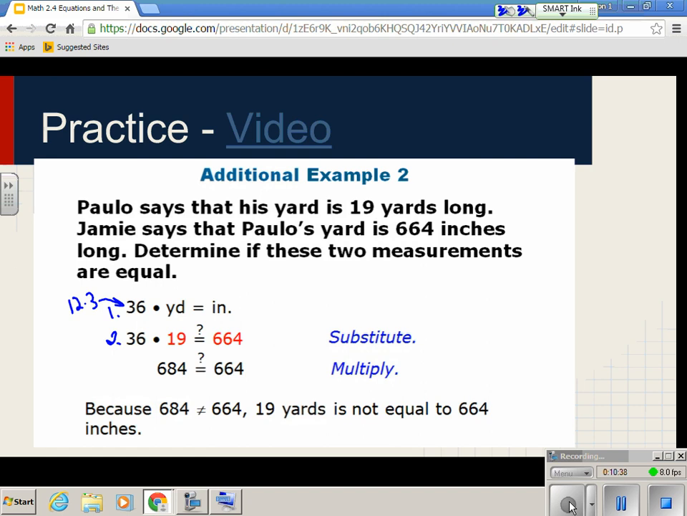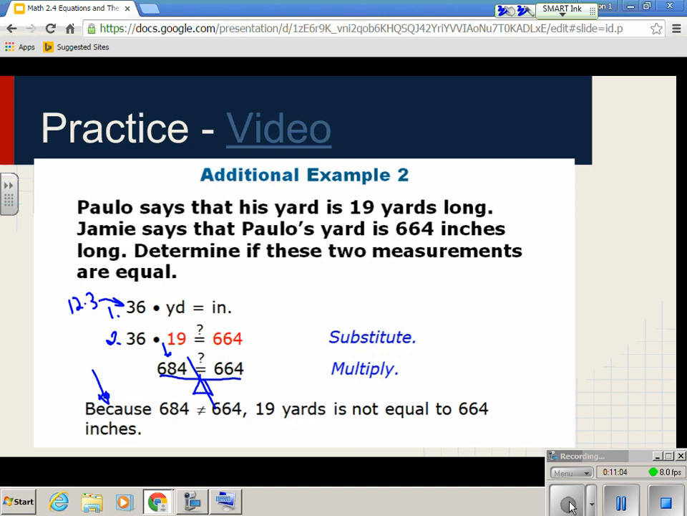Well, when I multiply 19 yards by 36 inches, I get 684. So we have to look at it and go, okay, Jamie said 664 inches. Paolo said 19 yards, which is 684 inches. Does this balance? And the answer is no. It doesn't balance, so they're not equal. So there's the answer you should write down too. They're not equal.